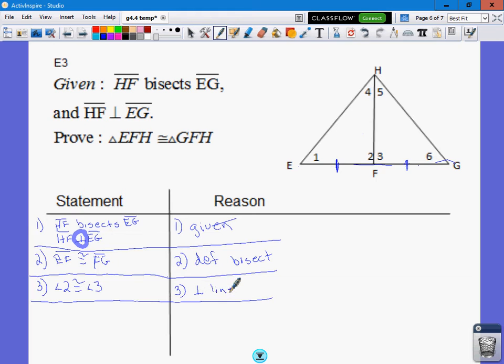Perpendicular lines form four congruent angles. Why did I list four instead of two? Does anybody know? The ones on the other side, because it says perpendicular lines. So if that was extended, there'd be a total of four of them. But that's why I know angle 2 is congruent to angle 3. And I'm going to mark them as being congruent in my picture.